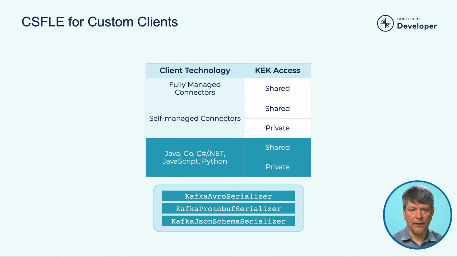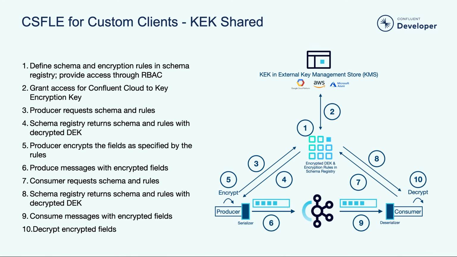In addition to fully managed and self-managed connectors, client-side field-level encryption is also supported for Kafka clients built using a variety of programming languages. As always, for the latest information on the additional languages, check the documentation. Similarly to self-managed connectors, custom clients can also choose to share or not to share the key encryption key with Confluent. The serializer performs the encryption and decryption task in your custom clients. Depending on what message format you use, you will have to use the Avro, Protobuf, or JSON serializer. This diagram shows the steps it takes to perform encryption and decryption.